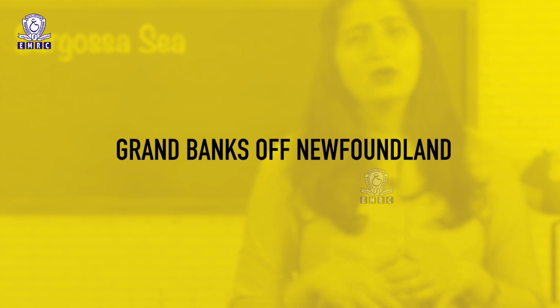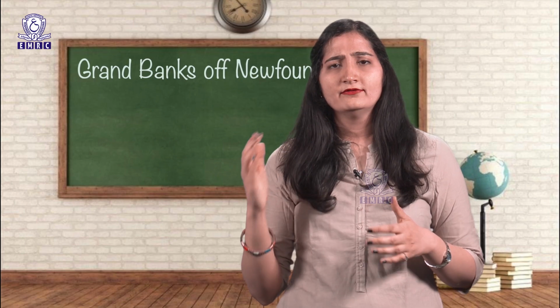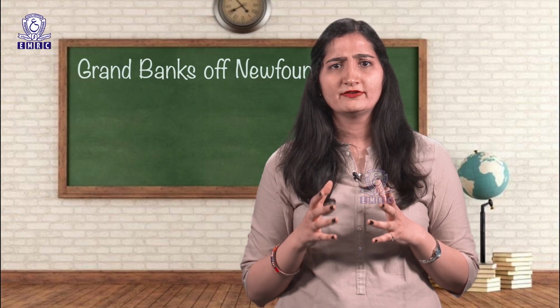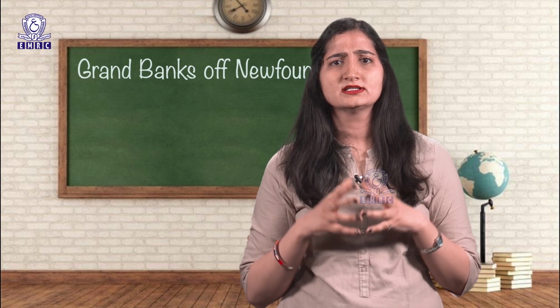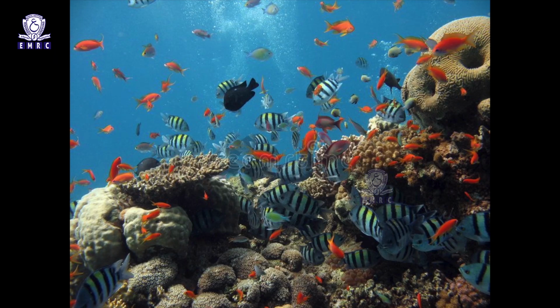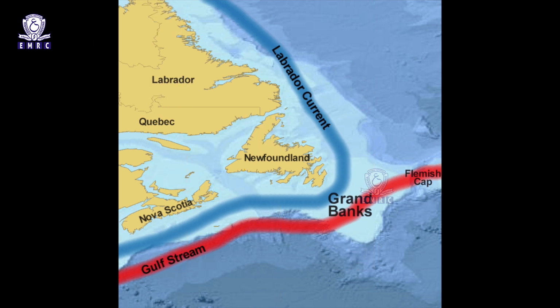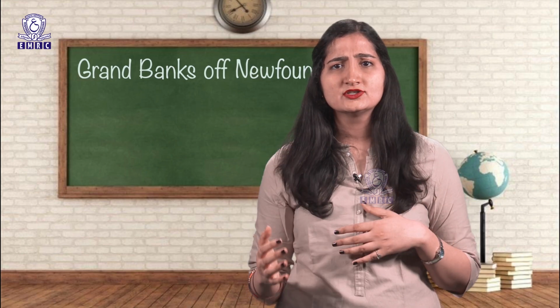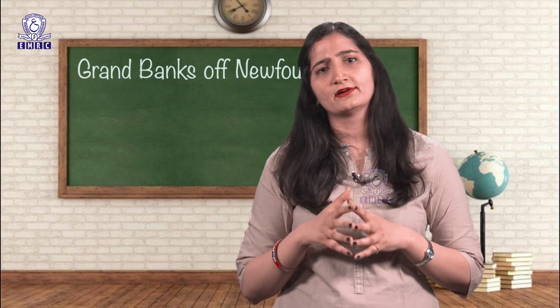Grand Banks of Newfoundland. We know that the regions of the confluence of the warm and the cold currents are regions conducive to the growth of microorganisms and phytoplankton. These regions form excellent breeding grounds for marine organisms like fish. The Grand Banks of Newfoundland of Canada are formed when the warm Gulf Stream meets the cold Labrador Current. This region is one of the richest fishing grounds on the earth.